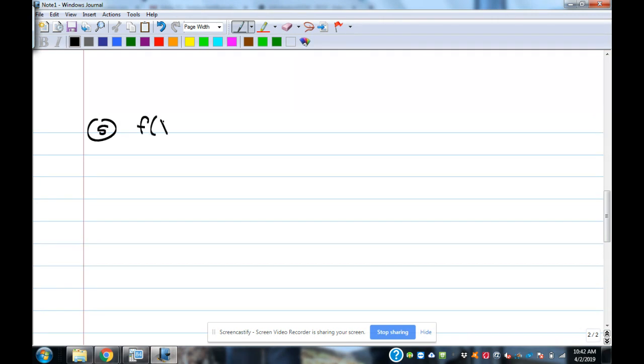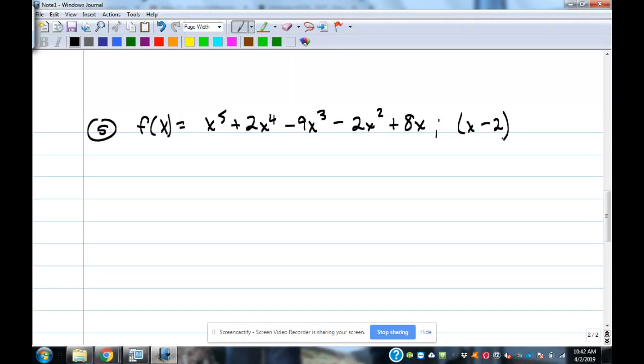F of x equal to x to the 5th power plus 2x to the 4th power minus 9x cubed minus 2x squared plus 8x. And they tell us that x minus 2 is a factor of that. I wrote it in parentheses for no apparent reason.